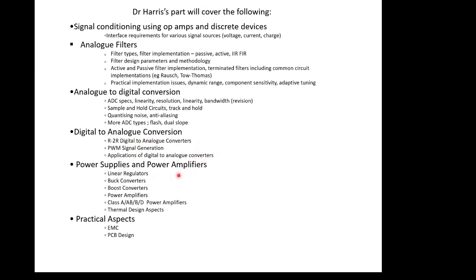And then we get on to power supplies and power amplifiers, which are quite interesting themselves. So at least at the end of this, you'll understand the difference between a Class A and a Class B amplifier system. Power amplifiers imply heat, so we'll look at some thermal design requirements, and we'll look at practical aspects such as electromagnetic compatibility and printed circuit board layout.